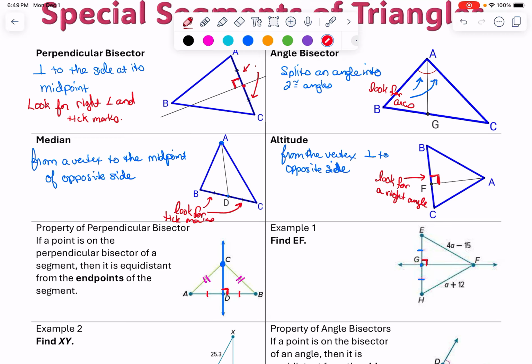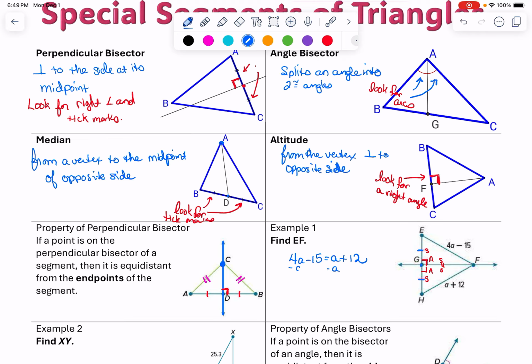And that means that from last chapter, we have a side congruent to a side, we have an angle congruent to an angle, and we have another side congruent to another side. So we have two congruent triangles. Because corresponding parts of congruent triangles are congruent, that means that we can take this 4a minus 15 and make it equal to the a plus 12. And then solve it from there.